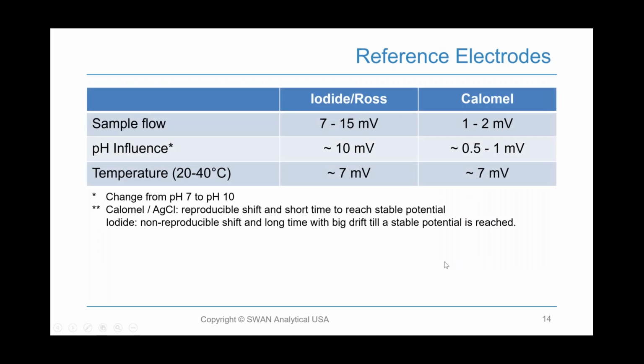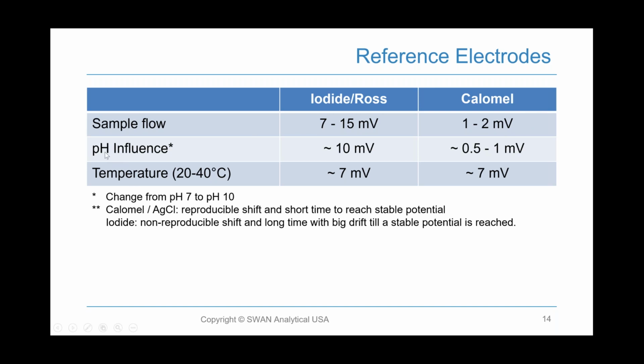What you see in this table here is where we compared the drift of the iodide or Ross electrode and the calomel electrode. We varied 3 parameters: sample flow, sample pH, and temperature. And as you can see, when we varied the sample flow, the Ross electrode would drift 7 to 15 millivolts, whereas the calomel would only drift 1 to 2 millivolts. And the actual design of the Swan sodium analyzer has a constant head chamber, therefore you don't actually experience sample flow fluctuations due to the fluidics design.